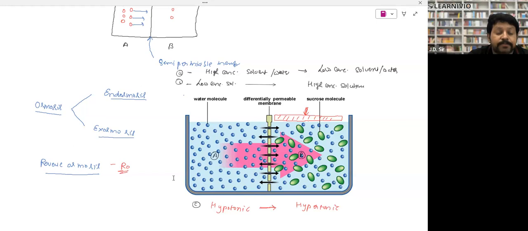Diffusion of water from its pure state or dilute solution into a solution or stronger solution, when the two are separated by a semi-permeable membrane, is termed as osmosis.